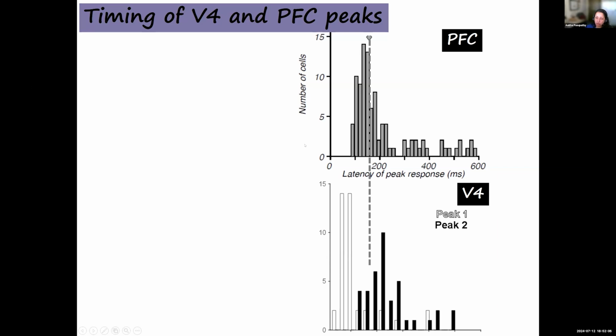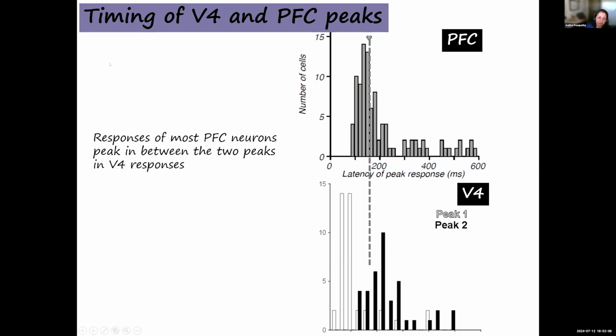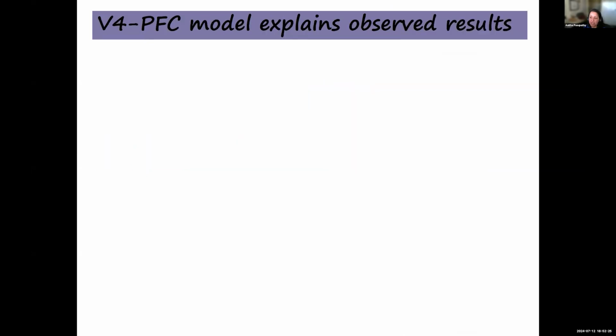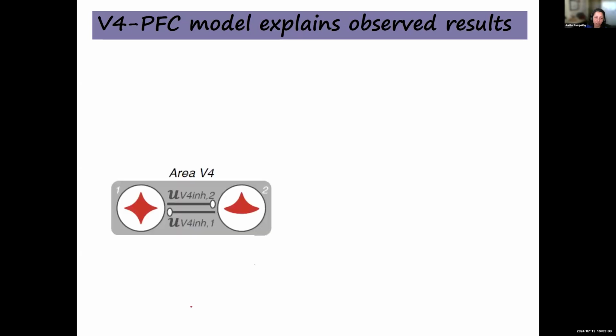So, as I said, response of most prefrontal cortex neurons is timed in between these two peaks. Now, we got really excited about this. All this is based on not direct simultaneous recordings, but we could construct a toy model based on these results to explain the observed results on the basis of a V4 PFC interactive model. So I'll walk through that model very briefly here.